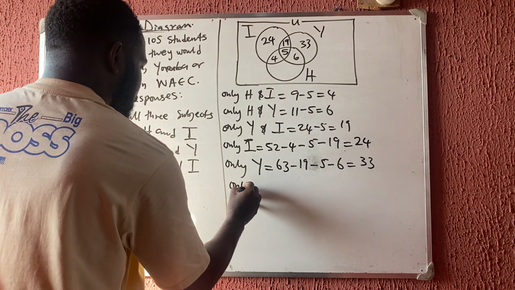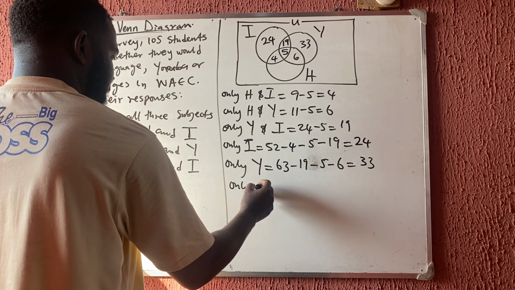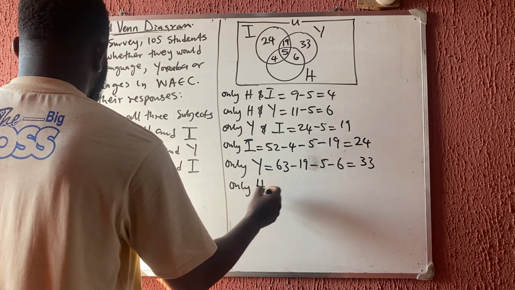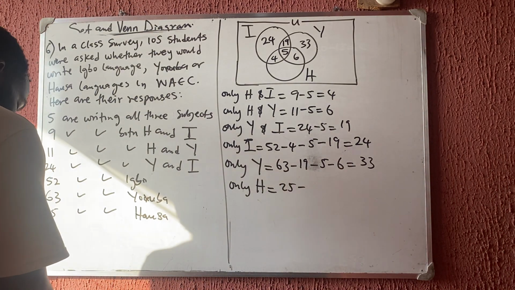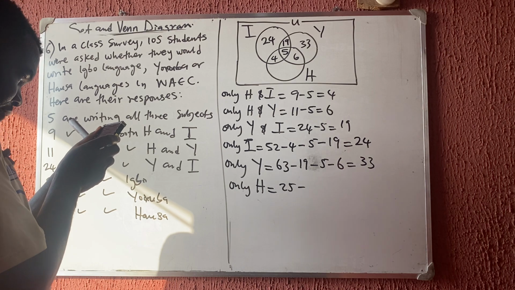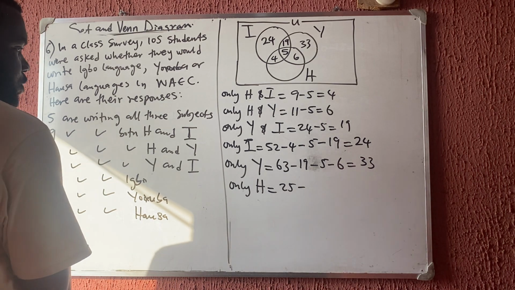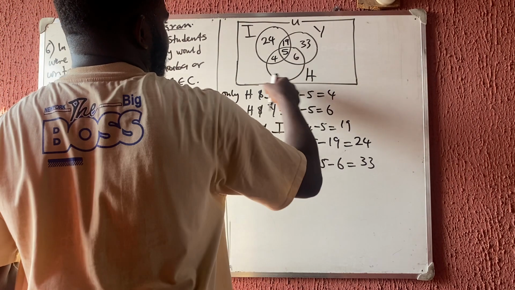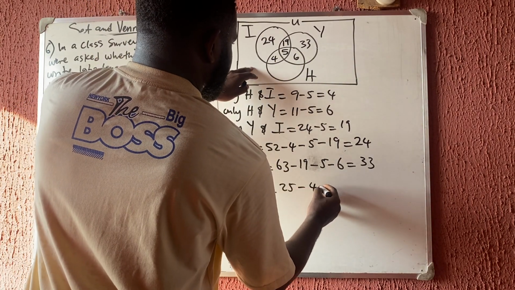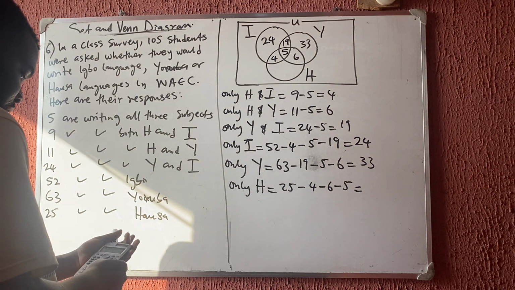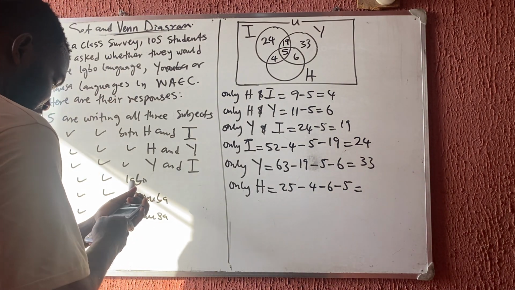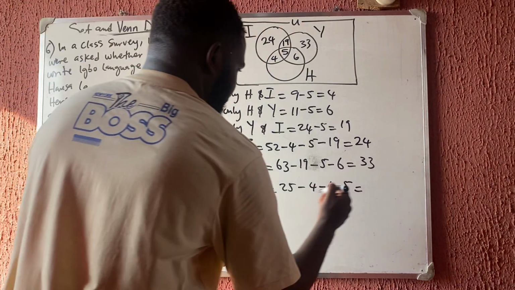Then finally, only Hausa. Only Hausa will now be what? 25 minus. Please be checking that question if there is anything like only there. Okay, there is nothing like only, so I must subtract everything that entered inside of Hausa. So 25 minus 4 minus 6 minus 5. So I'm going to have 10. 25 minus 5 minus 6 minus 4 is 10. So I'm having 10 here.